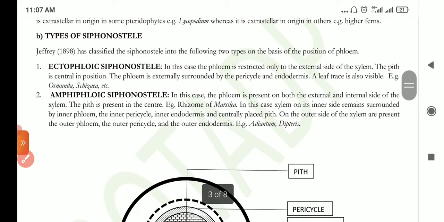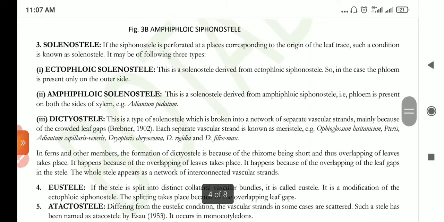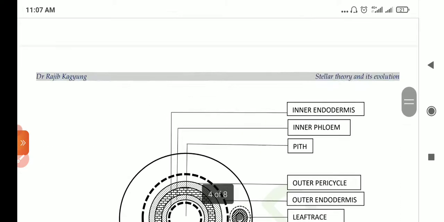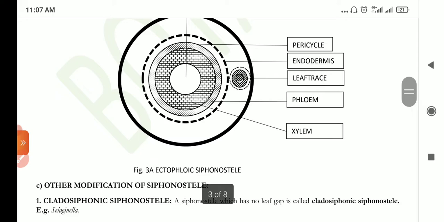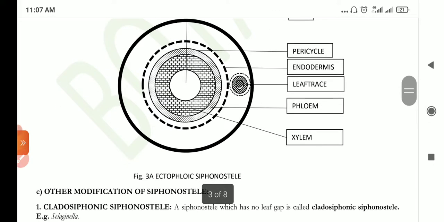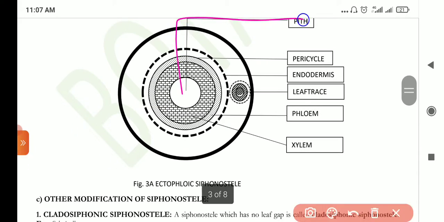Now let's look at the types of siphonostele. You have your ectophloic and your amphiphloic. Let us look at the images again. Instead of learning by heart, just look at the images. So in ectophloic siphonostele, you are seeing the pith, then the xylem, then the phloem, then endodermis, pericycle, and then a leaf trace.